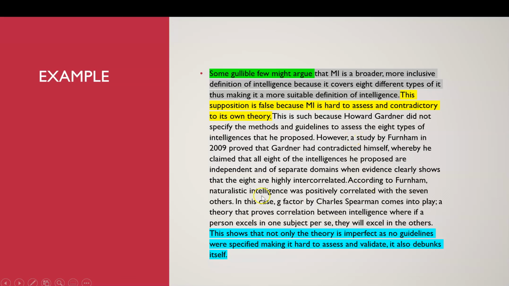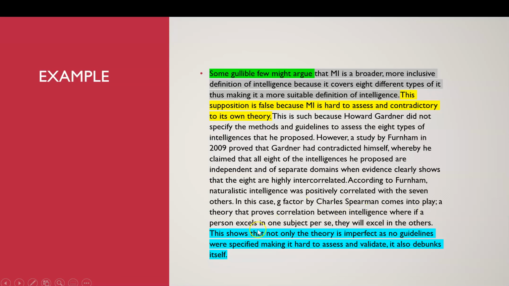According to Furnham, naturalist intelligence was positively correlated with the 7 others. In this case, the G factor by Charles Spearman comes into play, a theory that proves correlation between intelligences, where if a person excels in one subject, they will excel in the others. This is an explanation and also a fact that was proven by the G factor, which was founded by Charles Spearman.